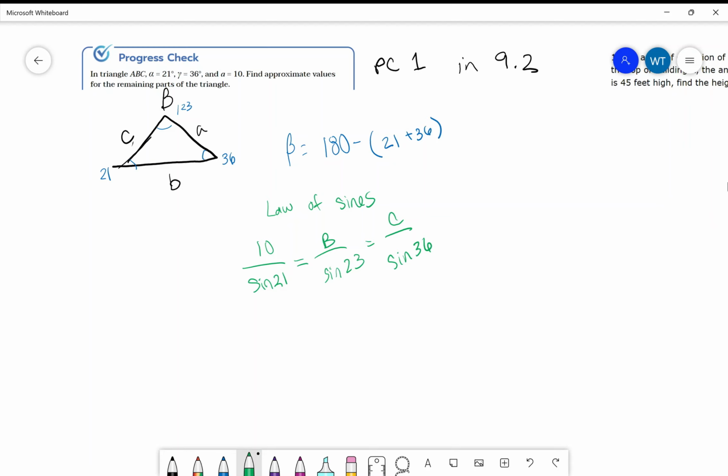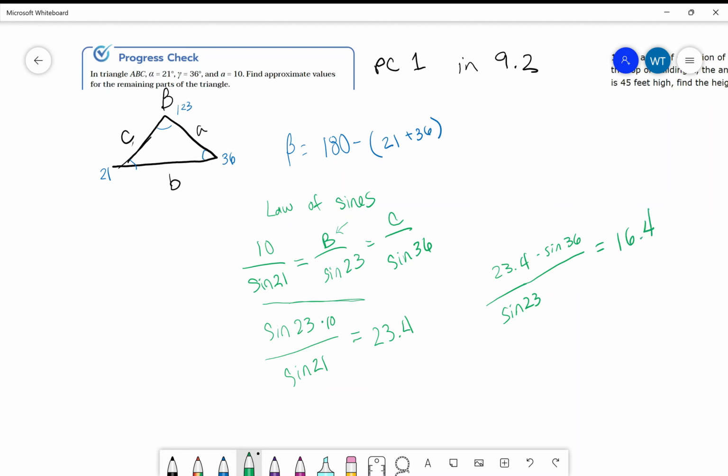Now, first, we can't just skip to C, so we have to start off with this section right here. And so we're going to take that and multiply it to the top, so it's going to be sine 23 times 10 divided by sine 21. And that we get 23.4, and we'll lead that into B. So then we've got 23.4 over sine 23. And we're doing the same thing as we did in the beginning. It's going to be times sine 36. And for that part, we get 16.4.